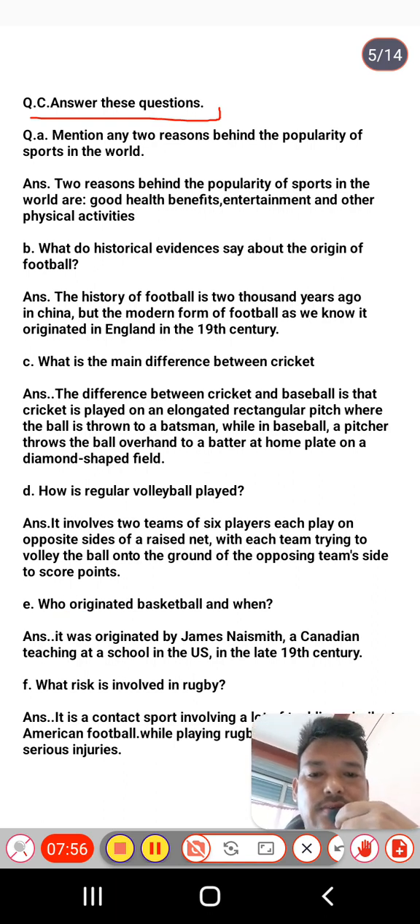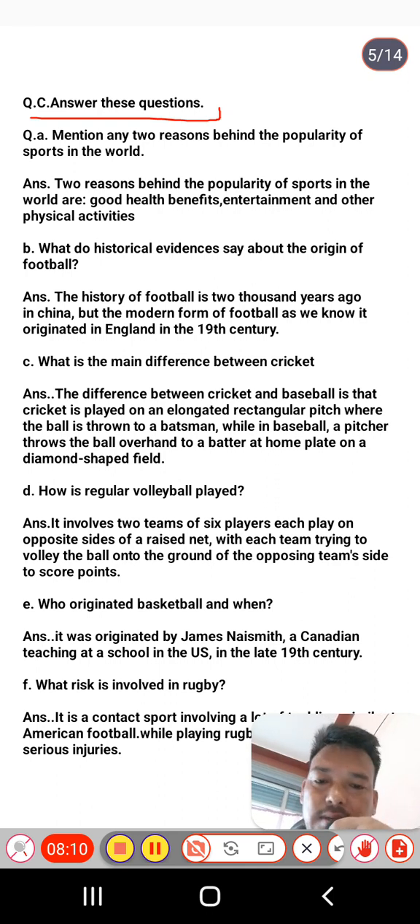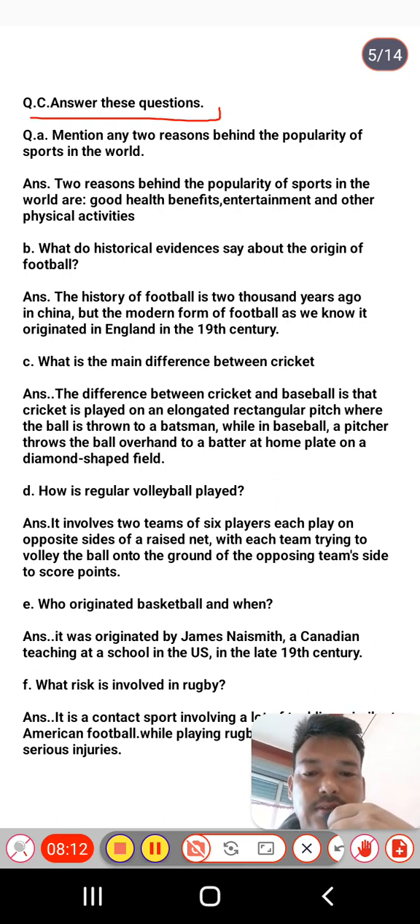E number, who originated basketball and when? The answer: it was originated by James Naismith, a Canadian teaching at a school in the US in the late 19th century. And the last question is, what risk is involved in rugby?